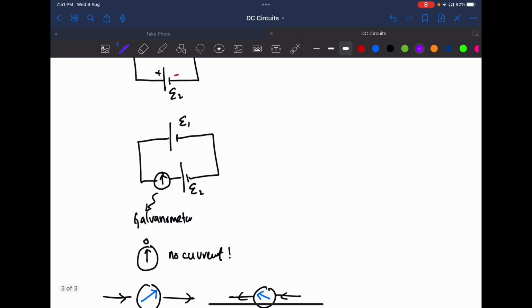So let's look at how the galvanometer works. For example, if it's like this, it shows that E1 is equal to E2. The potential difference is the same. That's because the EMF is the same, so the resultant EMF is 0. If the resultant EMF is 0, the current is 0 in the circuit.